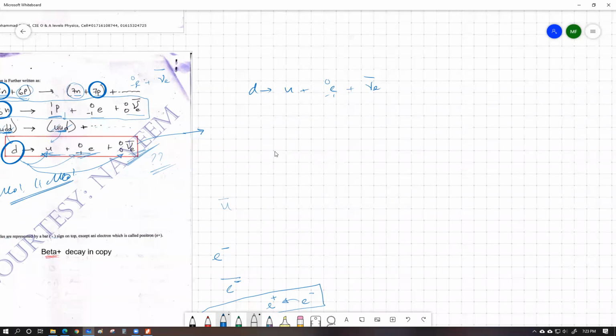The beta plus decay would be exactly opposite, which means if I simply take a look at this conversion, I'm going to edit this formula. So if you simply give an opposite sign, this is actually the beta plus decay, which means one up quark would be converted into one down quark. So all of these three things will merge together to produce a down quark.